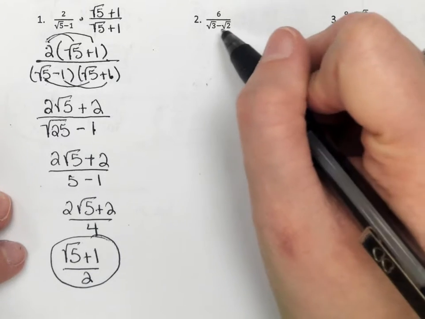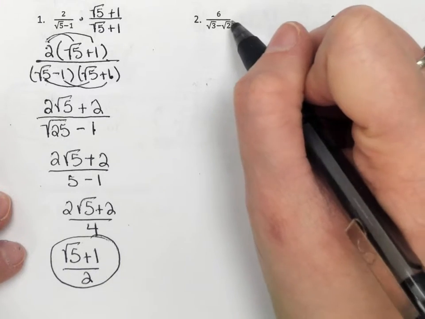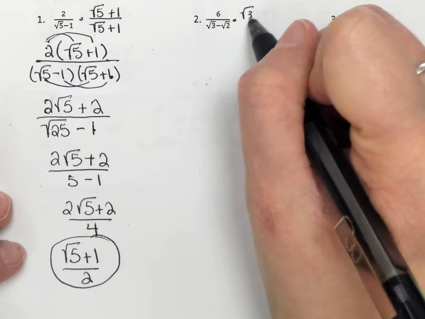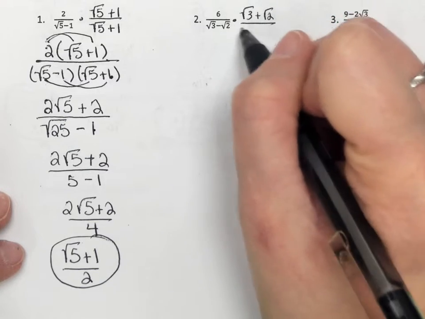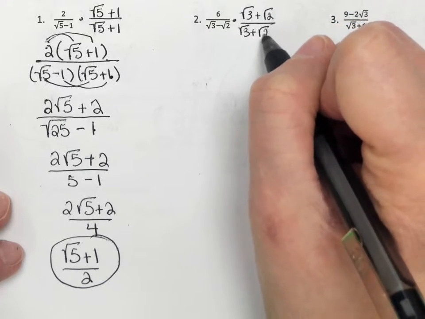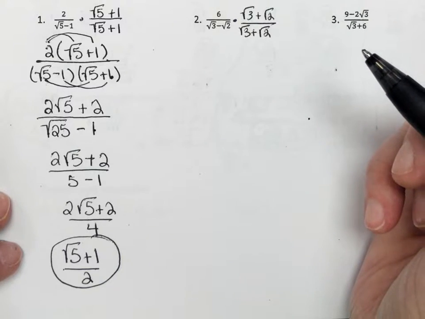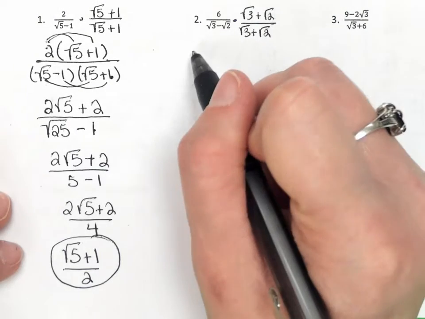All right, here we go. So this one, I'm going to do the conjugate. What's the conjugate? The opposite sign. So square root of 3 plus square root of 2, and square root of 3 plus square root of 2. I'm not going to do any math to start with. I'm just going to smush them together, okay?